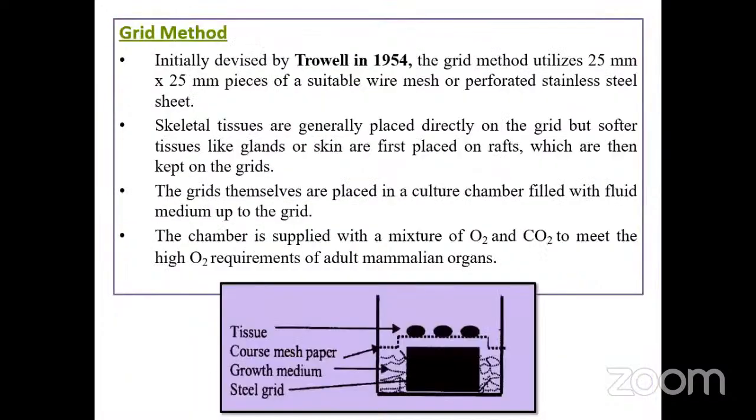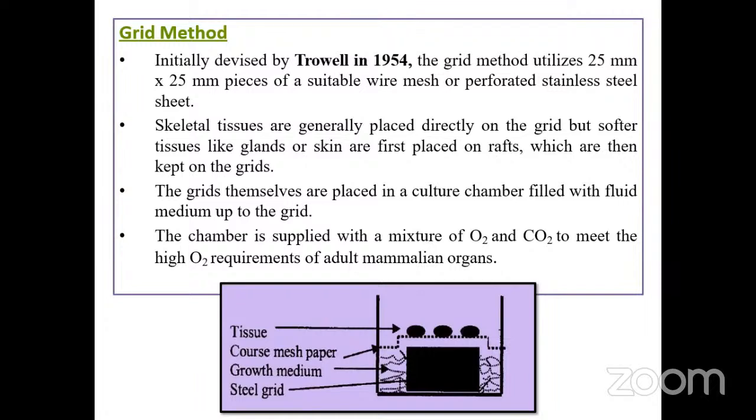Okay, then grid method. Initially it was devised by Trowell in 1954. This grid method utilizes 25 millimeter by 25 millimeter pieces of wire mesh, or perforated stainless steel sheet also we can use. It is a grid. And the skeletal tissues are placed directly on the grid, but the softer tissues like skin, glands are first placed on the raft and then kept on the grid.